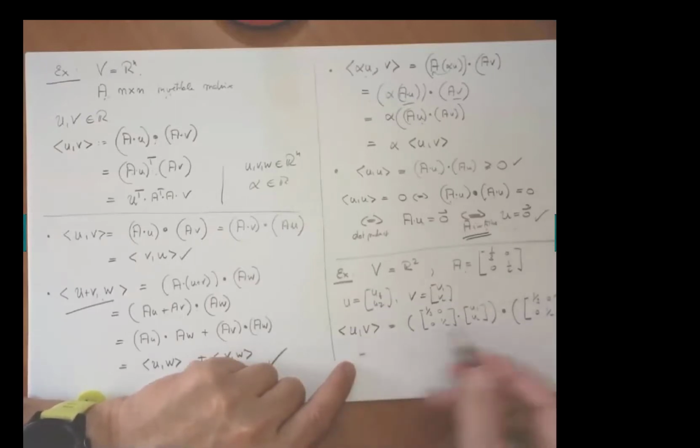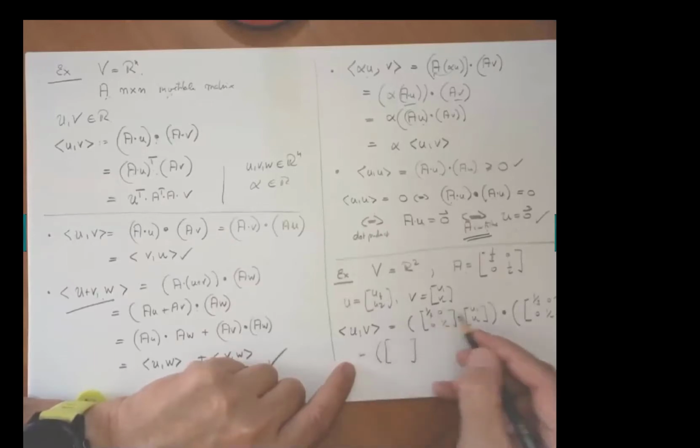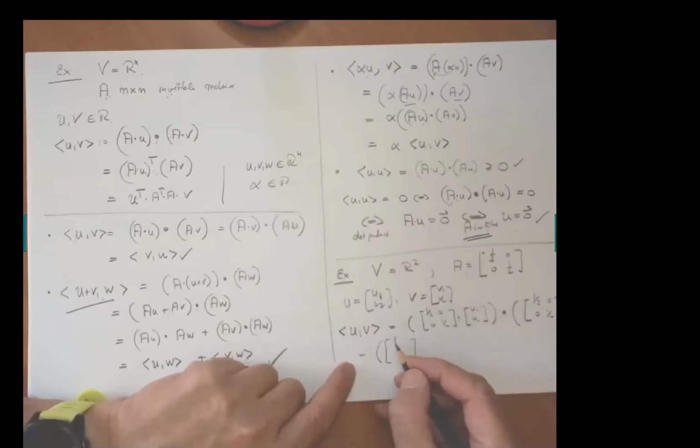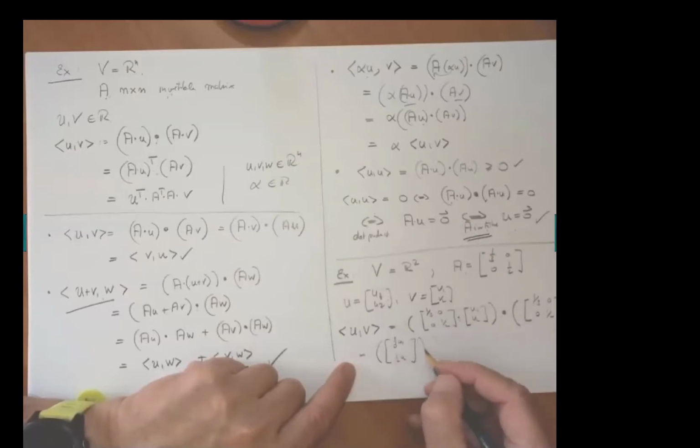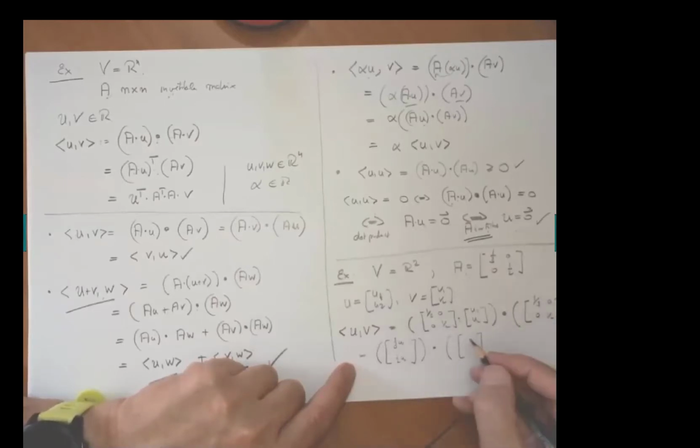So now I calculate this vector in this parenthesis, and that means the 1/3 goes just to the u1, and the 1/2 goes to the u2. This is the first parenthesis, then this is our dot product. Now we make the second parenthesis. 1/3 goes to v1, and 1/2 goes to v2.